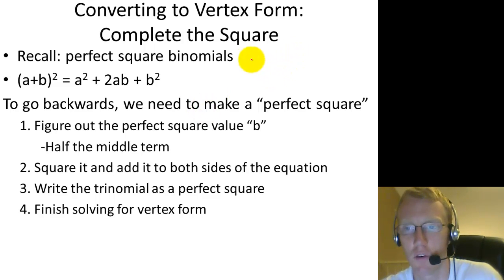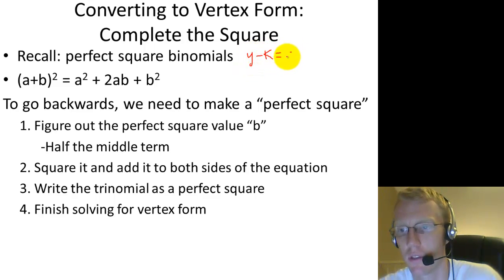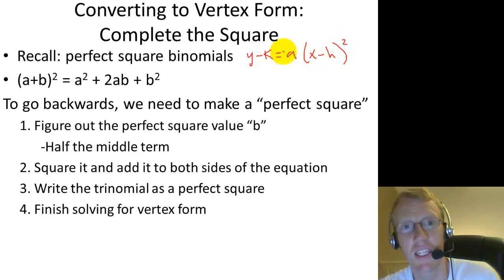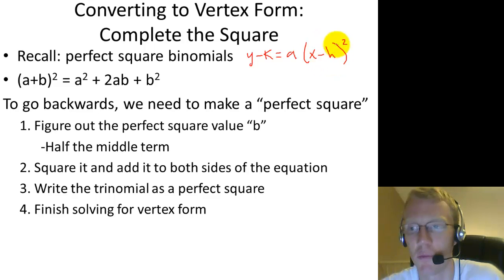And if you remember, vertex form is y minus k equals a times x minus h squared. The key to getting vertex form is getting this binomial squared, this x minus h squared. So we're going to take something that's a trinomial and try to work backwards into a binomial squared.